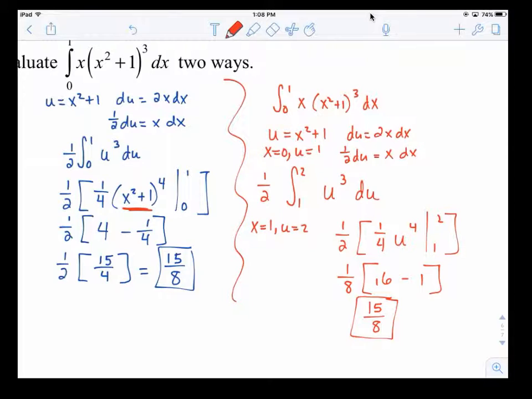Maybe not the best example to be using, but again, I think this method is what you should practice getting in the habit of. You have to remember that you need to change your upper and your lower bounds so that they are in terms of u. All right?